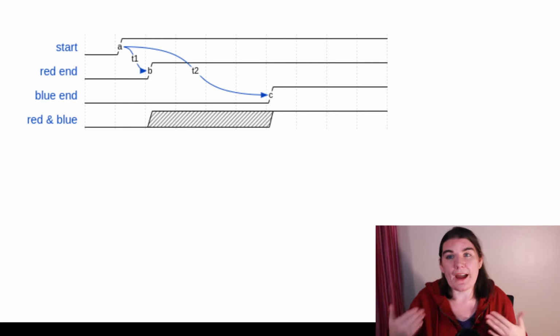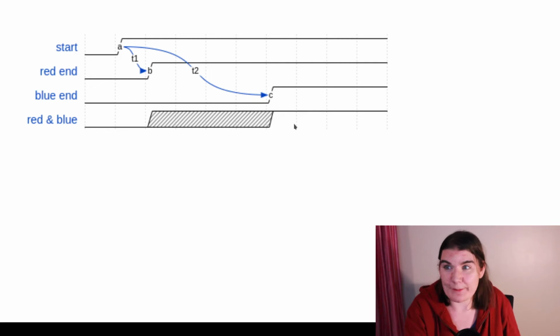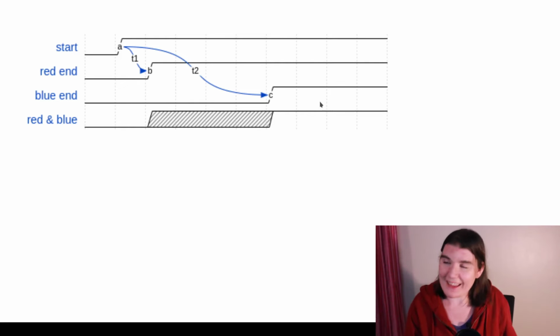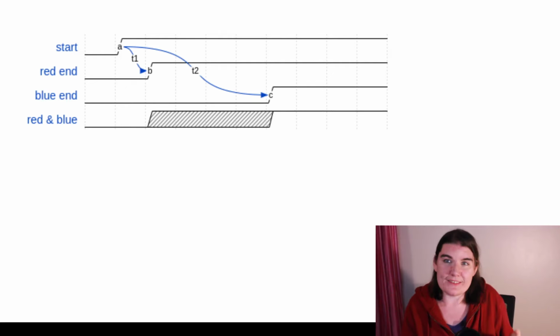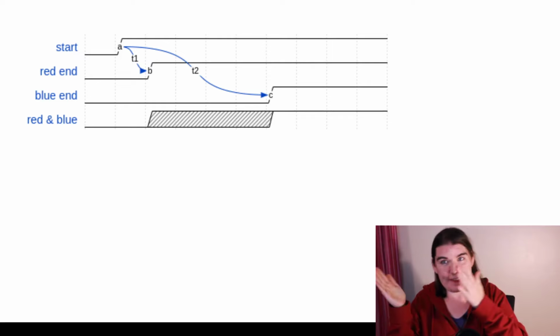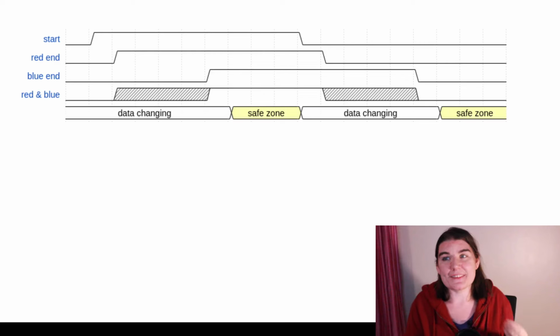I don't know how long it's going to take for blue to propagate, and so I can't reliably combine my signals together. But beyond this here, we know both red and blue have arrived at this time, and so I can use those signals. So what we need is a way of saying, this is when the signals can change, and this is when they stay the same. And so we create ourselves the safe zone.